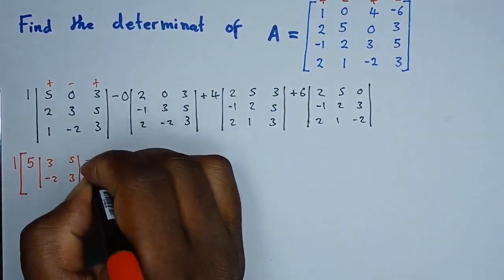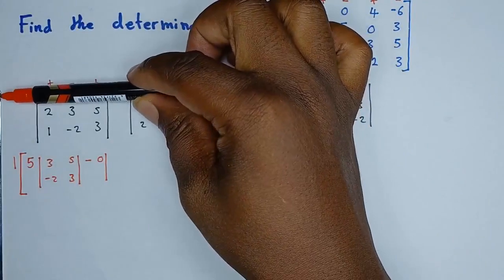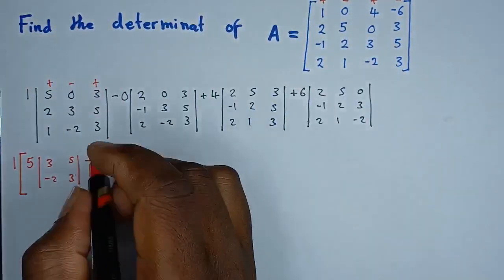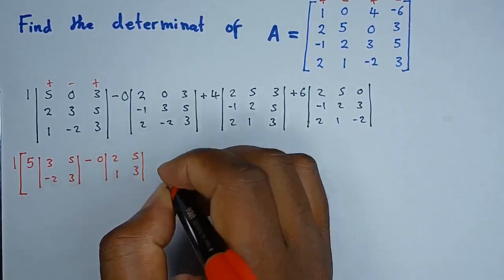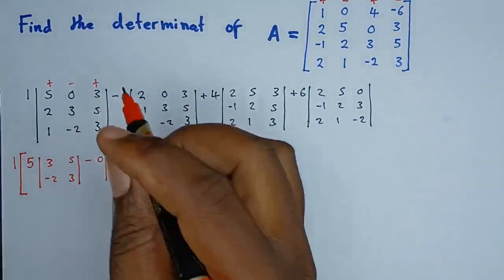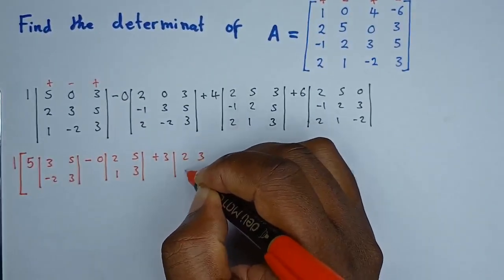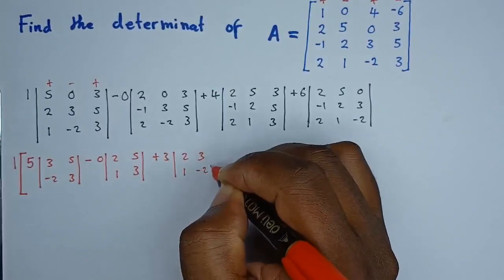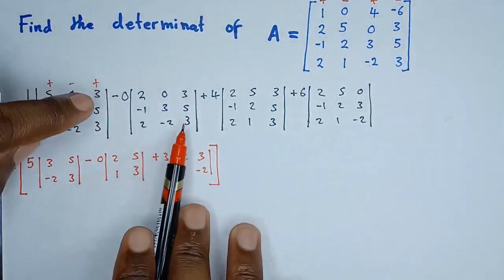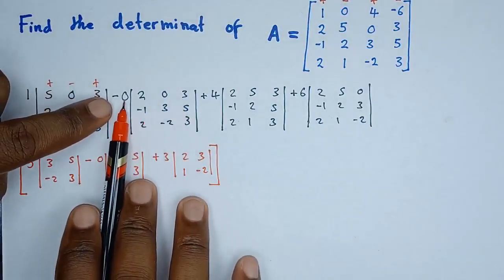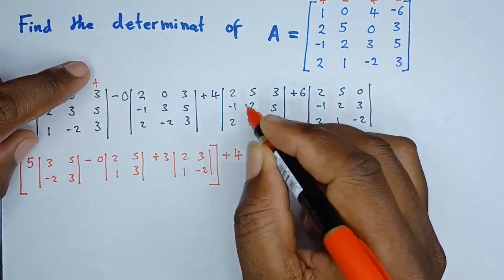The next value is a -0. So everything except this row and this column. That should give us 2, 1, 5, 3. Okay, plus a 3, this 3 here. So everything except that row and that column, we should get 2, 3, 1, and -2. That's it. Now for this 3 by 3, whatever we do inside will still multiply with a 0, so everything will just cancel out. So we won't even write it. We'll move to the next one, which is this one here.